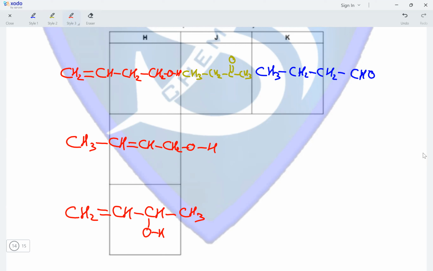And the OH cannot be placed on the two carbon atoms with a double bond on them because the question said that the carbon atom with a pi bond on it will not be bonded to an oxygen atom. So these are the three possible structural isomers of compound H.